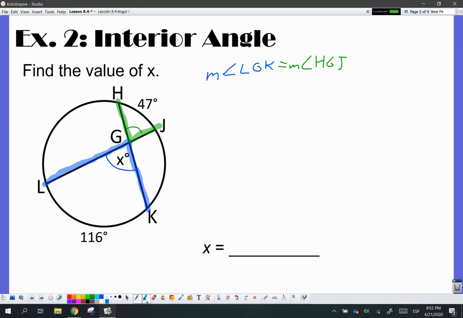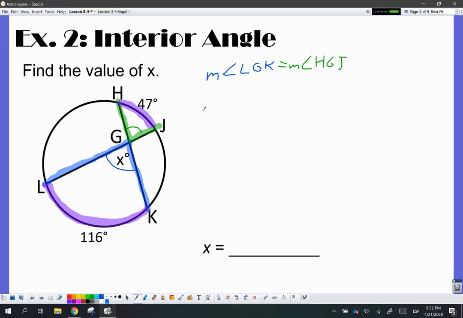Now it's important for me to identify these vertical angles because those show me which arcs I'm going to add together, and I'm going to outline those arcs in purple. So I'm going to outline the arc corresponding to LGK, which is this one right here. But I also need the arc that corresponds to its vertical angle, which is arc HJ here. So the measure of arc LK and the measure of arc HJ are going to be added together to find the measure of angle LGK, or x in this case.